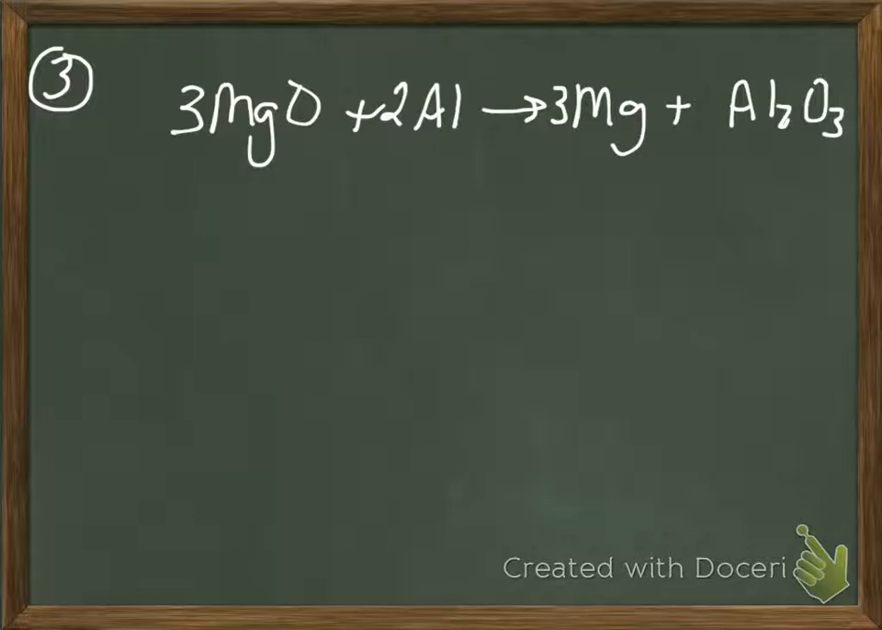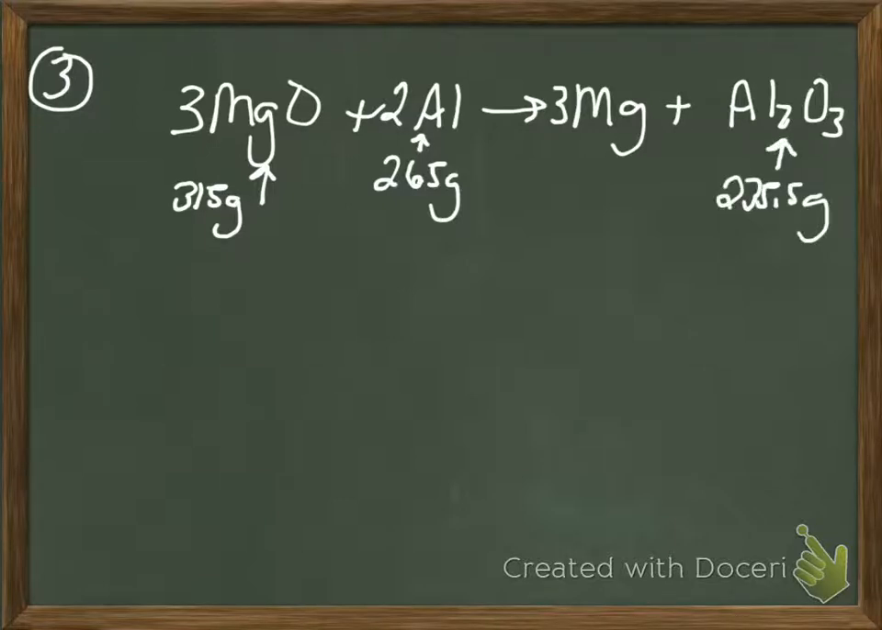You're given 265 grams of aluminum. You're given 315 grams of magnesium oxide. I jot the amounts I've been given underneath them because it's less likely that I'll lose the numbers or screw up and think I have 315 of the aluminum and 265 of the magnesium oxide. So that's just my little bookkeeping thing. You don't have to do it. And we're told that we produce 235.5 grams of the aluminum oxide. So we want to know what the percent yield is.